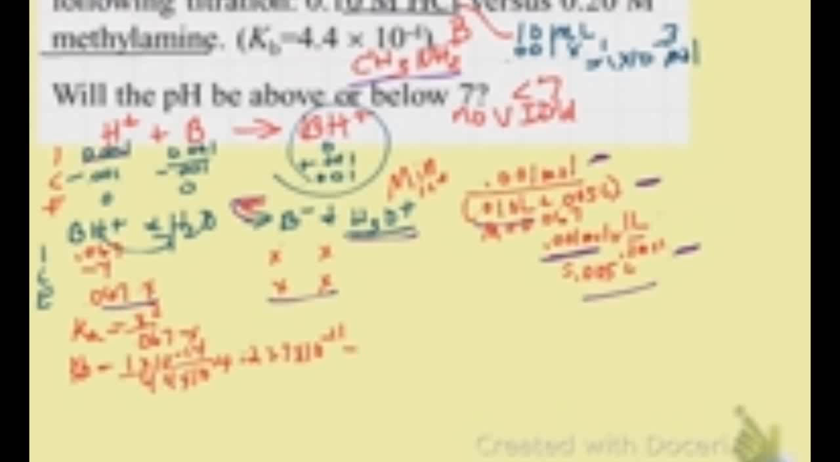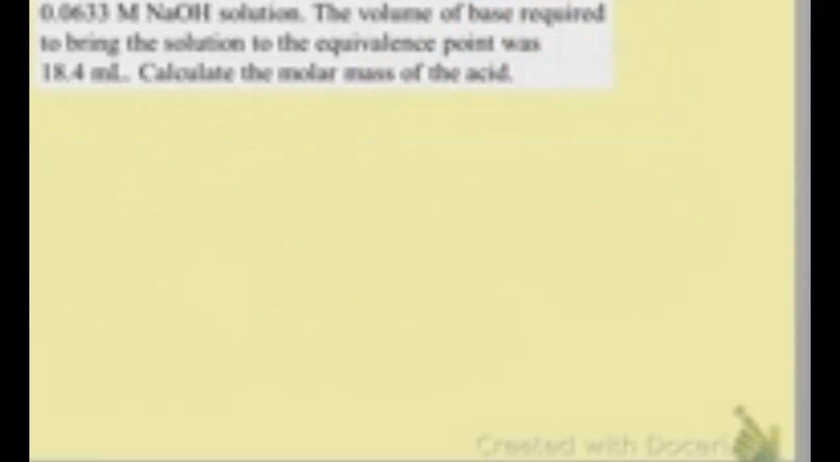I can eliminate x. When I do that, I end up with x squared is 1.52 times 10 to the minus 12, and x is right here. And if I take the negative of the log of that, I get a pH of 5.91, which is below 7, which is what we predicted. Okay.